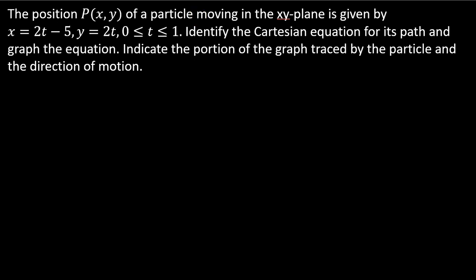So this problem has a lot going on in here. It says the position P of x, y of a particle moving in the xy plane is given by x equals 2t minus 5, y equals 2t, and t is between 0 and 1. So we want to identify the Cartesian equation for its path, graph the equation, and indicate the portion of the graph traced by the particle and the direction of motion.